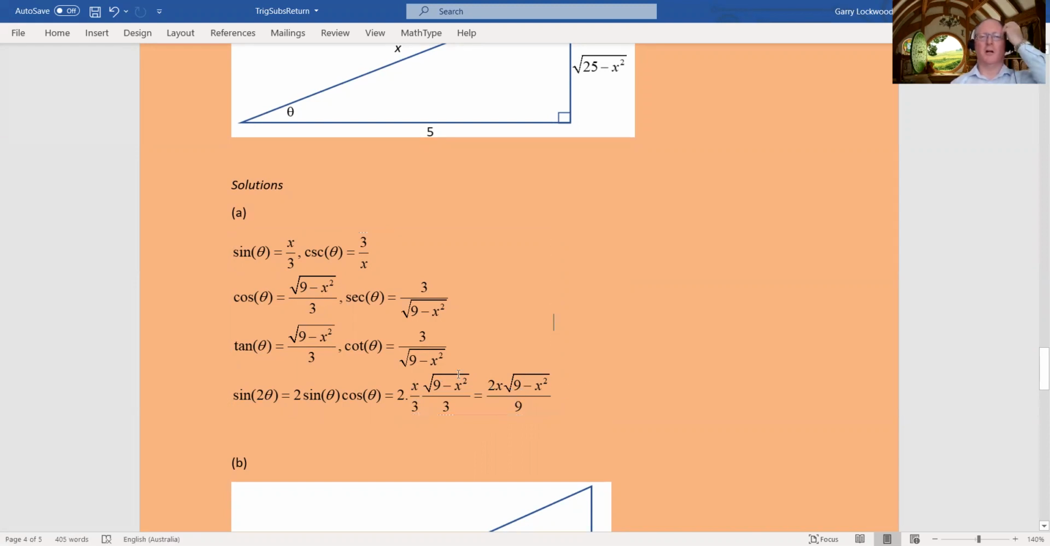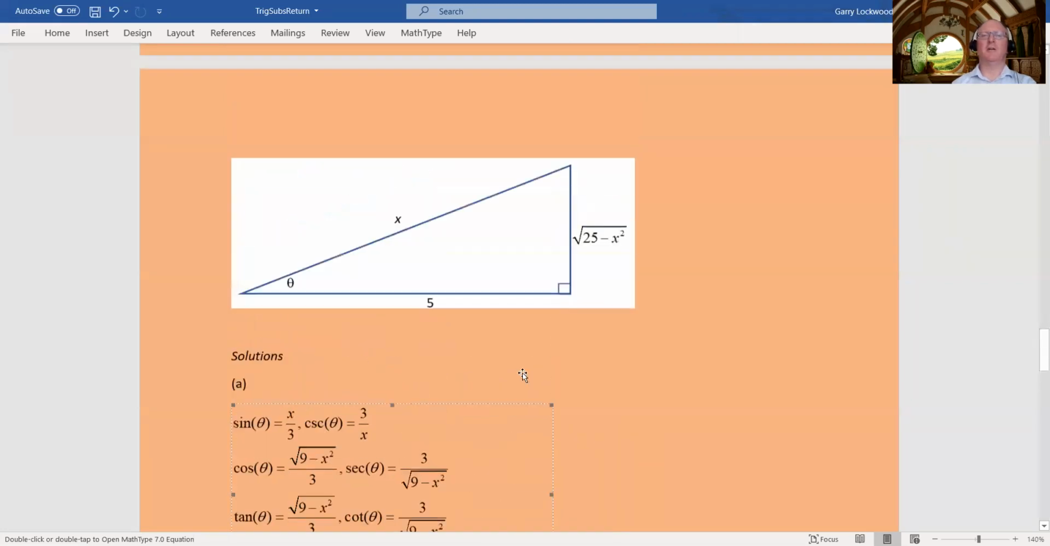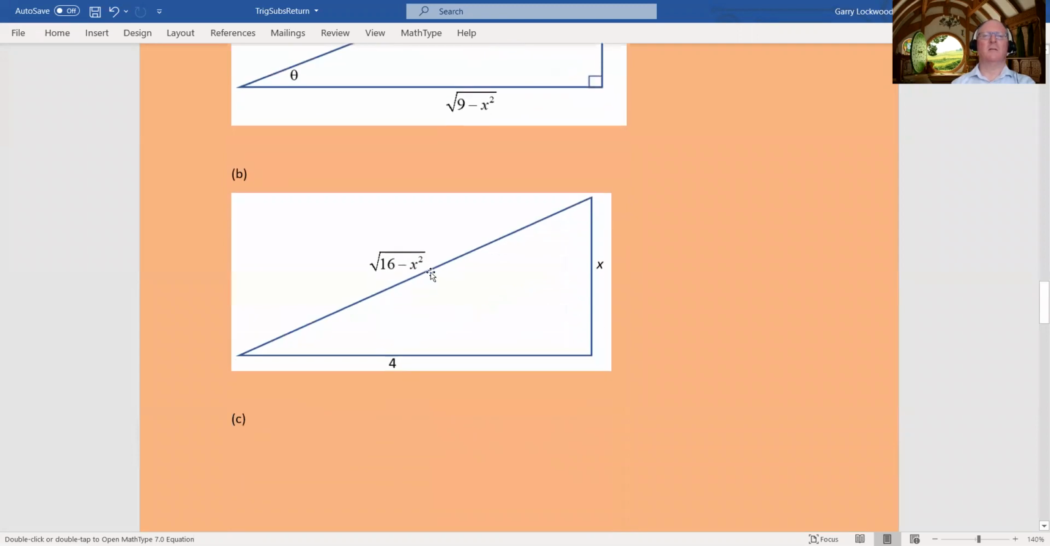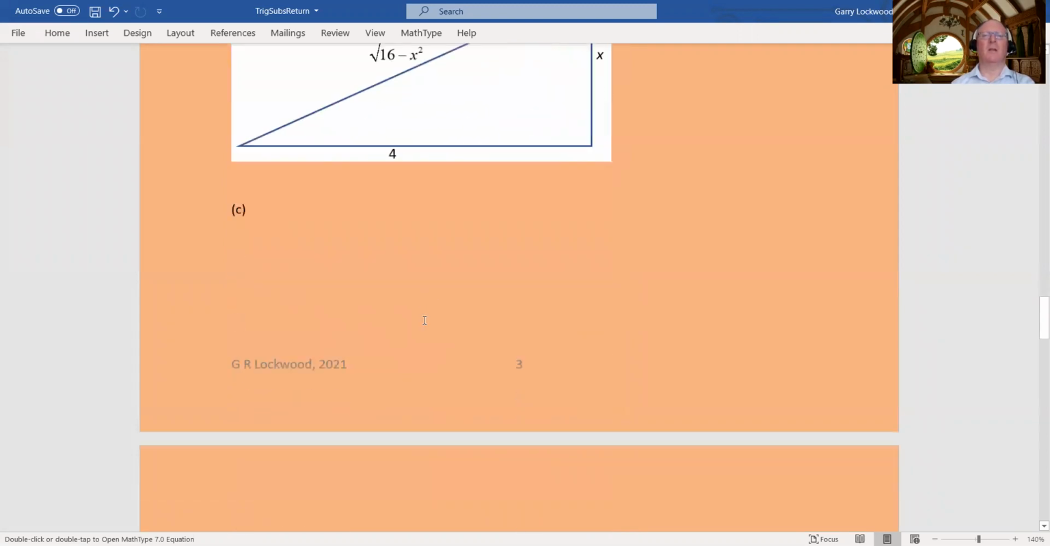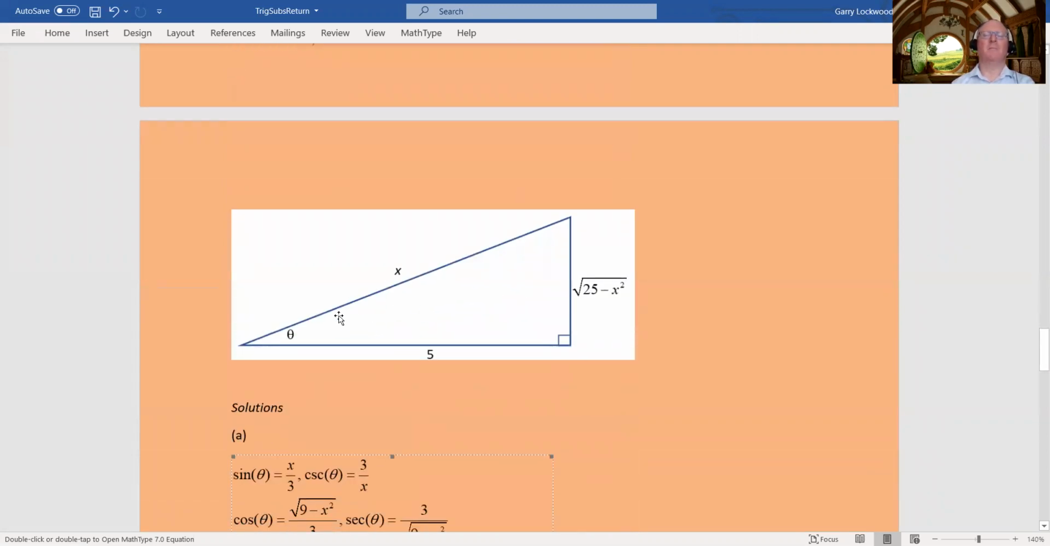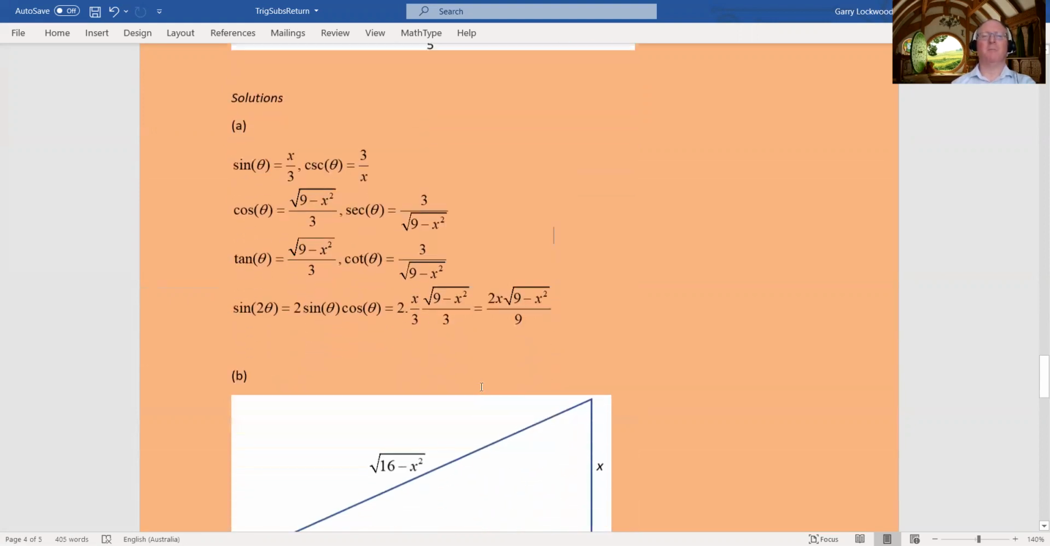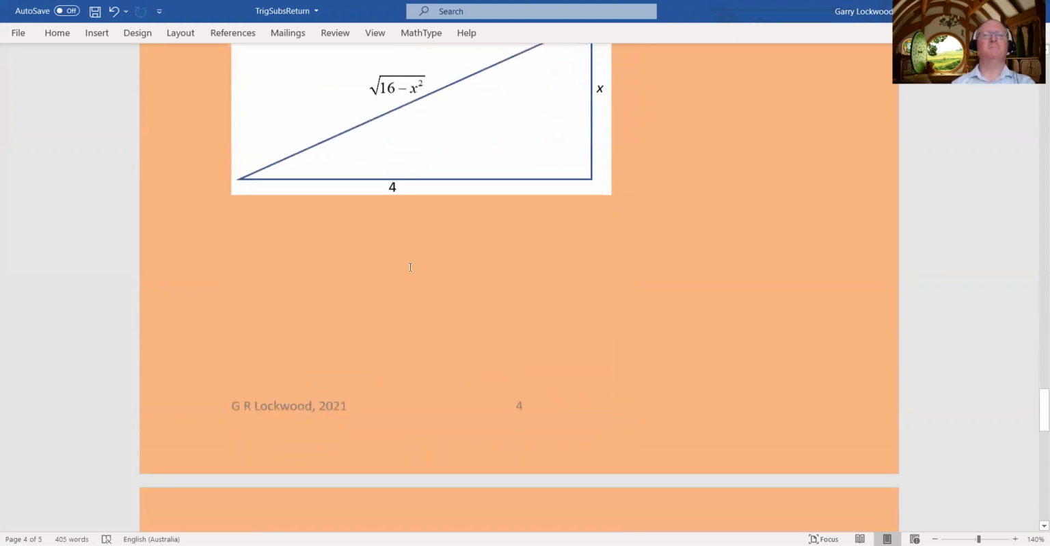Okay, so hopefully you got most of those. If you didn't get this last one, then I suggest that you now go back and have a look at the last two triangles, that one there and that one there, and see if you can figure out the sine of 2 theta from those. Again, you might want to pause this recording and take a look at that. But I'm going to move right along.